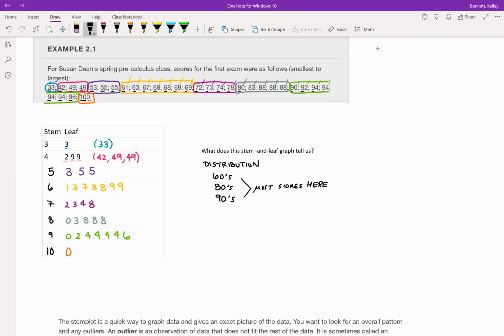It also tells us about whether or not we have any outliers. So outliers are things that just fall completely outside what we would expect as a pattern. For us, it looks pretty natural, right? If you think about scores on an exam, it's pretty common to have a couple of really low scores and a couple of really high scores, but most of your scores are going to fall right here in the middle. So I don't really see any outliers here.